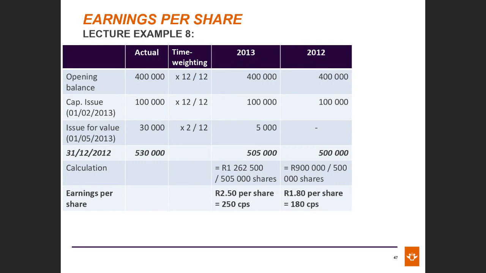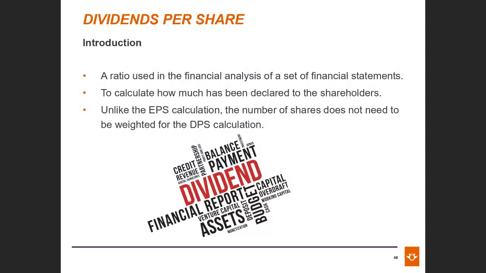So this brings us to the end of earnings per share. We just have a few more slides to do on dividends per share. Dividends per share is very simple. It's not as complicated as the earnings per share, but you should have come across this ratio when you did financial statement analysis. It is a ratio used in the financial analysis of a set of financial statements, and its aim is to calculate how much has been declared to the shareholders.